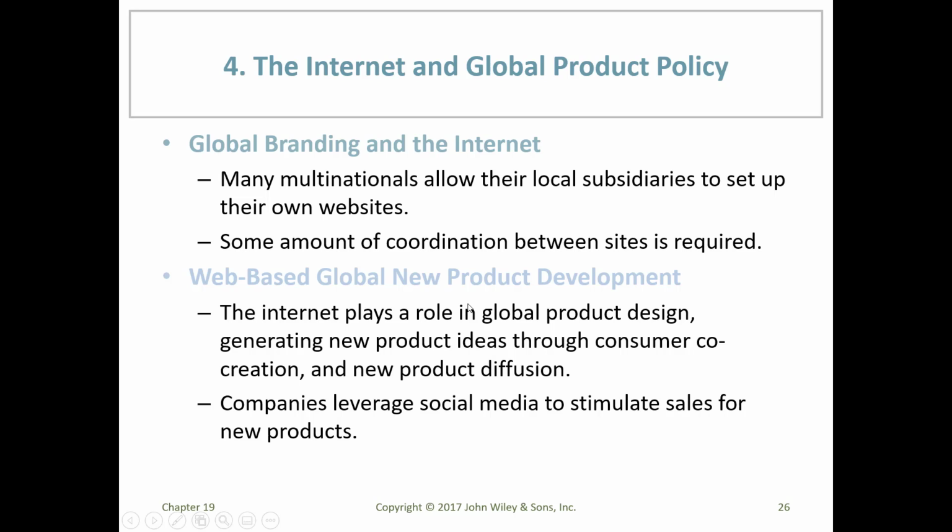So we're going to move on, and we're going to give some examples about how we utilize the web in product development. I'll give some examples of customer co-creation, where the consumers actually help us with our products. And then we'll talk a little bit about social media.